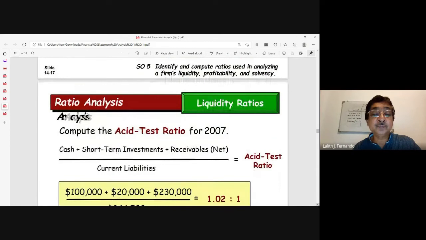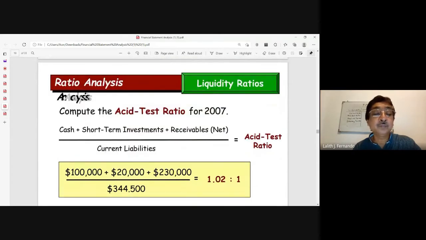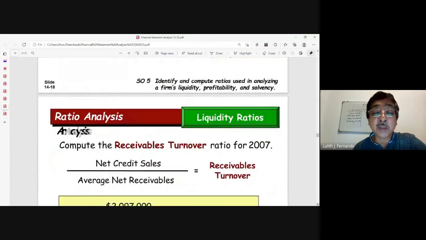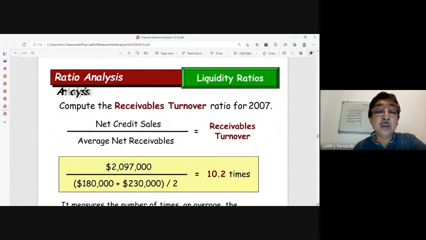Then you need to go to cash plus short-term investments plus receivables. By looking at this, you should decide what items you should take into the numerator of this ratio. Then we need to go to the next one, the receivables turnover ratio. First of all, you need net credit sales divided by average net receivables.